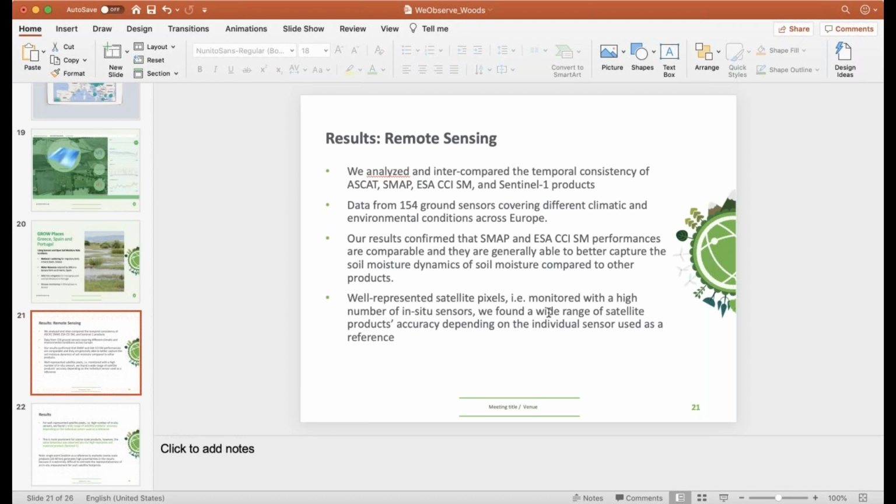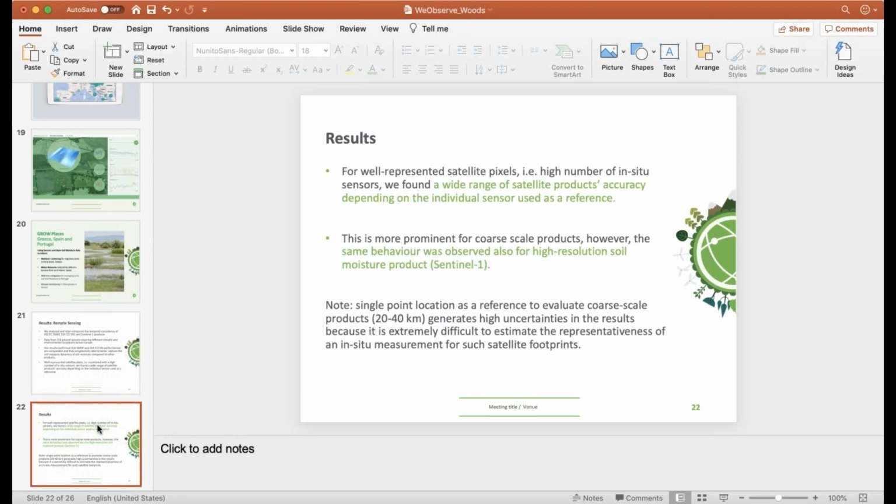Our results confirm that SMAP and ESA SSI SM performances are comparable, and they're generally better able to capture the soil moisture dynamics compared to other products. And for well-represented satellite pixels, i.e. those monitored with a high number of in-situ sensors, we found that a wide range of satellite products' accuracy were dependent on the individual sensor and the reference.